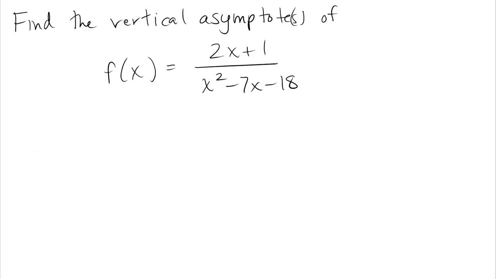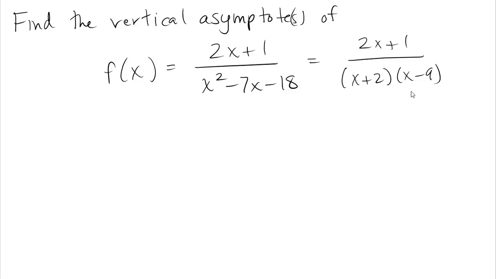I've got a harder one I'd like you to try. Find the vertical asymptote or asymptotes of the function f of x equals 2x plus 1 over x squared minus 7x minus 18. To find the vertical asymptotes, we need to know that the function is in lowest terms. So the first thing I'm going to do is factor that denominator. The numerator doesn't factor in any meaningful way, but the denominator factors to x plus 2 times x minus 9. I see that nothing cancels, so f of x is in lowest terms.